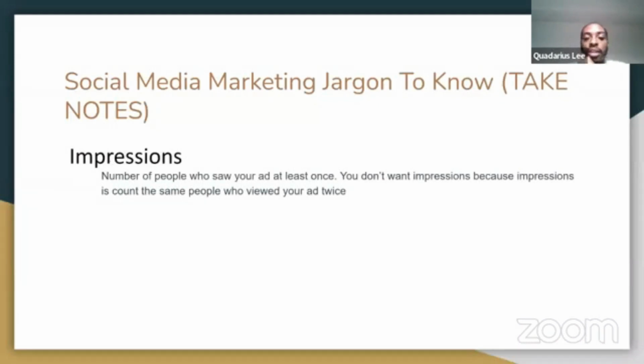Next is going to be impressions, the number of people who saw your ad at least once. So you don't want reach because reach counts the same people who viewed your ad twice. So you will want to be looking at impressions over reach.